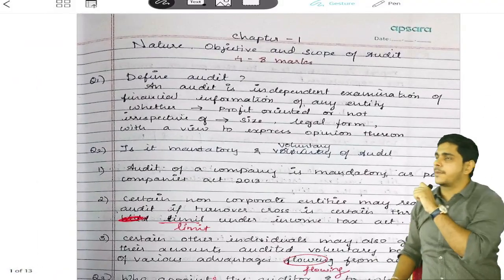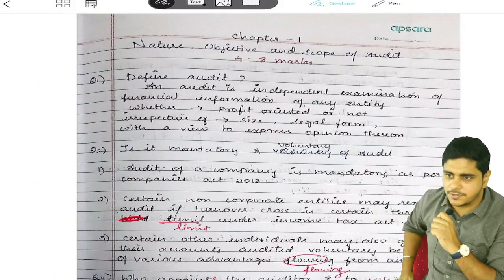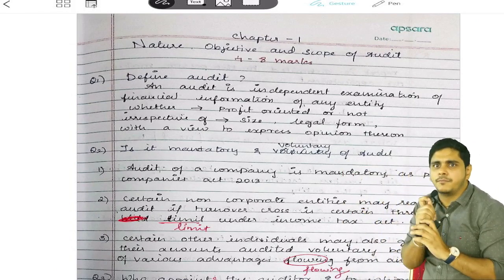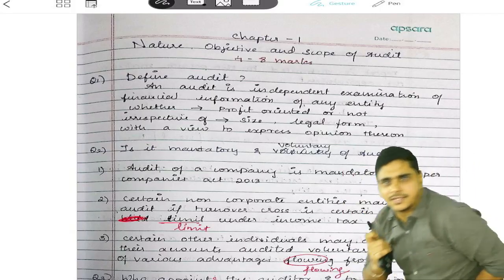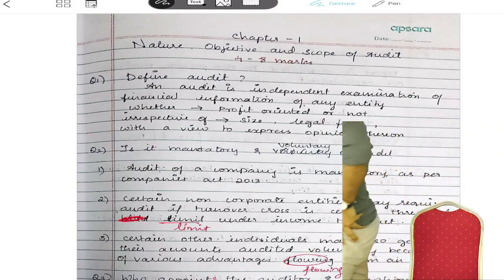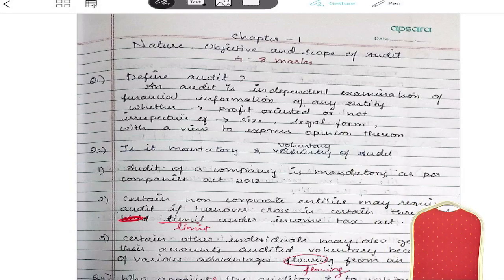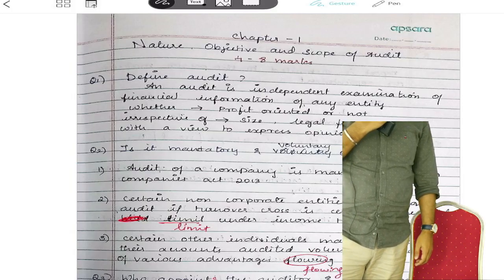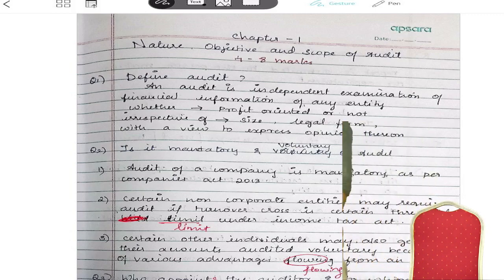Give the heading as Chapter 1, Nature, Objective and Scope of Audit. Dash 4 to 8 marks. 4 to 8 marks. Right, fast. Okay. No talking.